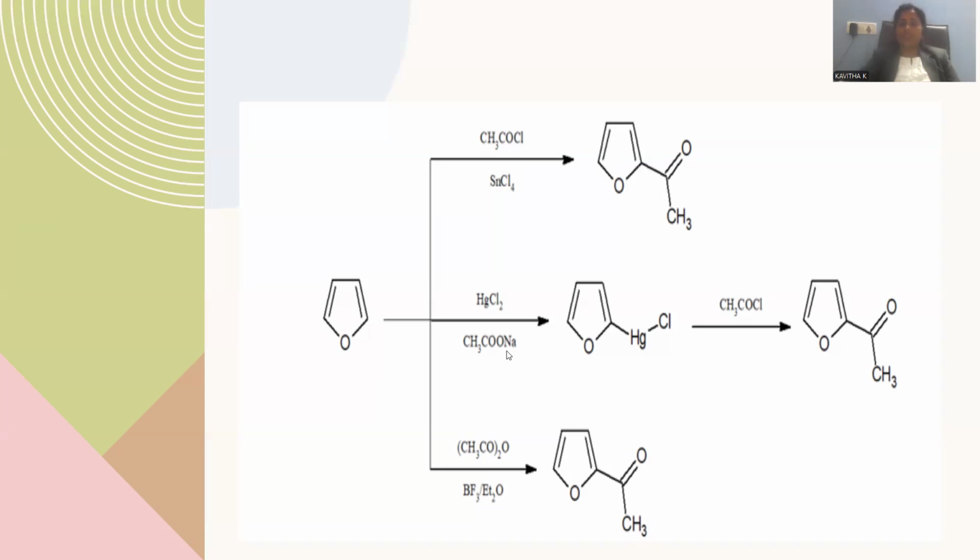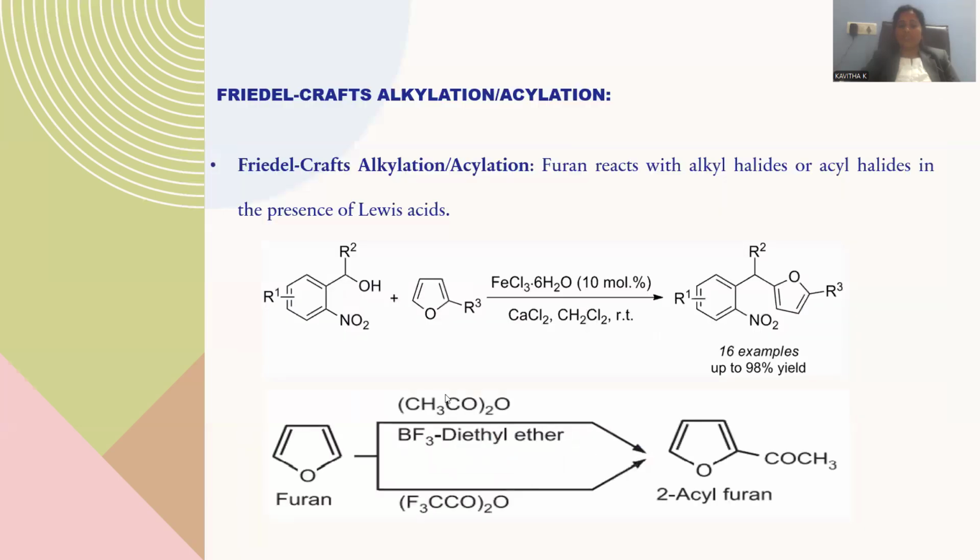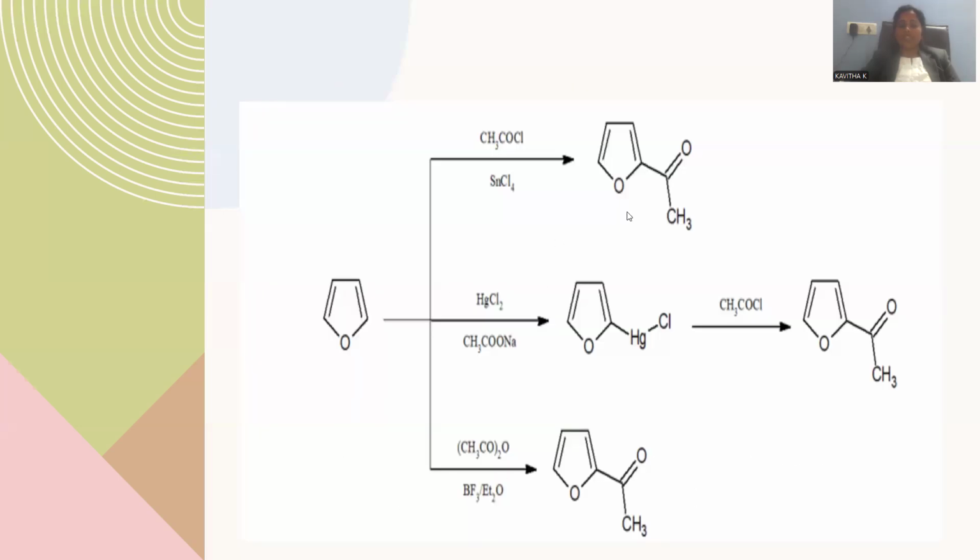Mercury chloride in the presence of sodium acetate together is able to generate mercury chloride at position 2. Later you may treat with acetyl chloride again, that is able to replace mercury chloride with acetyl, so that again acetyl will be substituted at position number 2. Let me treat acetic anhydride in the presence of boron trifluoride, that also gives rise to acetyl at position number 2. So this is the way acylation is carried out upon the furan, giving rise to 2-acetyl furan as the final product. Multiple pathways we adopted.